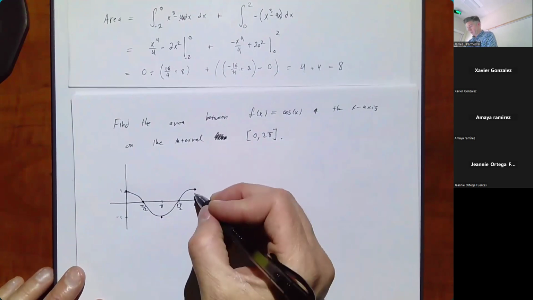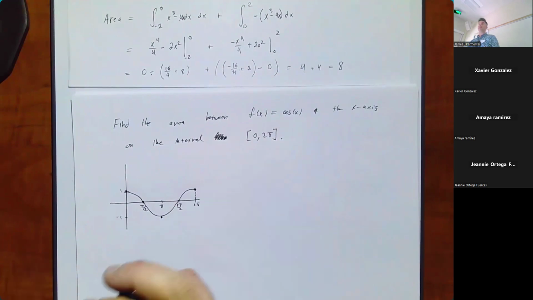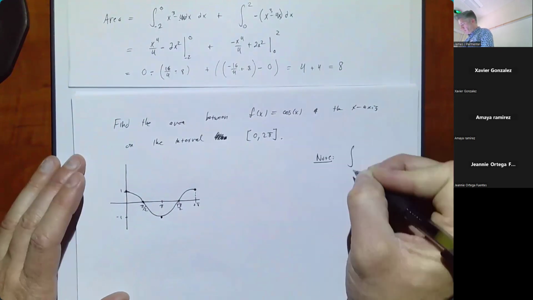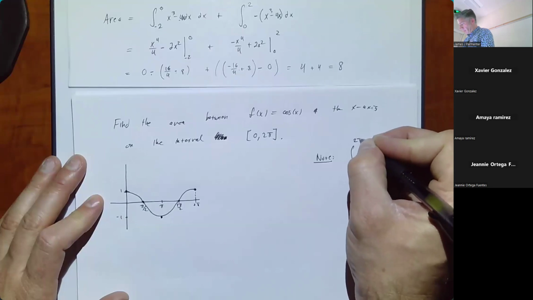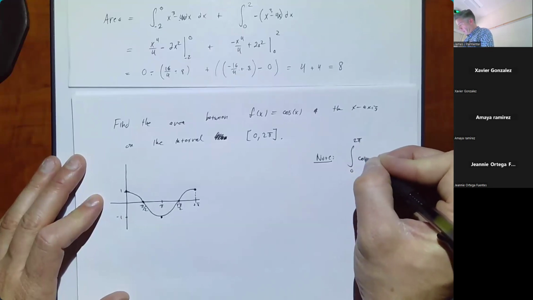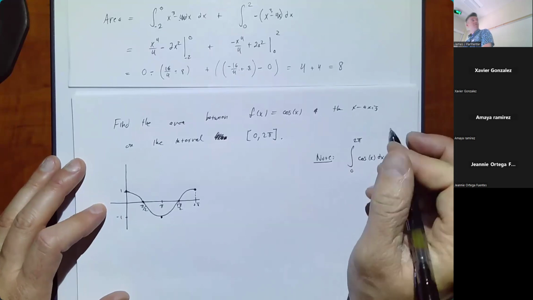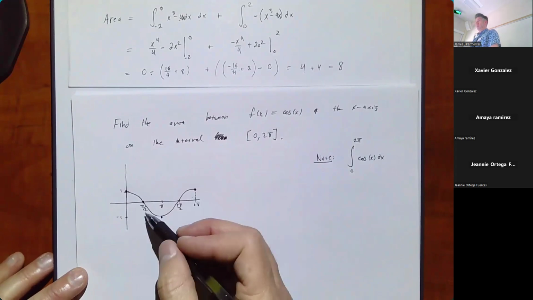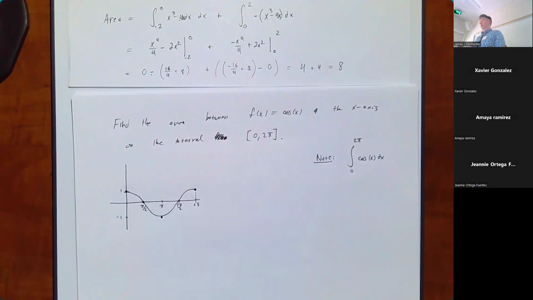I will point out, because I think it's worth pointing out, that if you just did the definite integral here, the integral from 0 to 2 pi of cosine of x, what do you think we might get? Yeah, the area above the x-axis and the area below the x-axis are exactly equal to each other, so they're going to cancel each other out if we just do it as a definite integral.